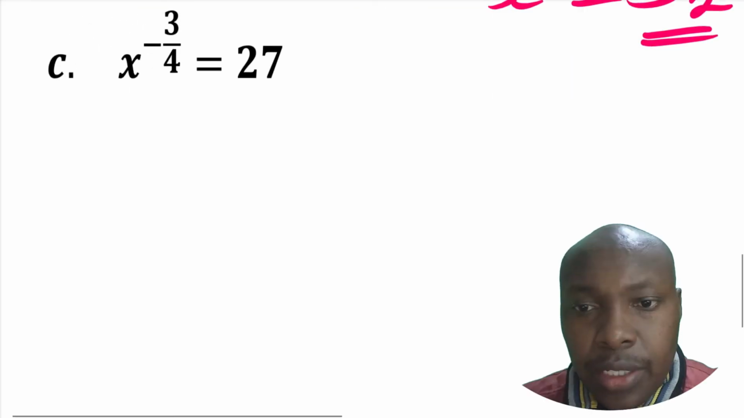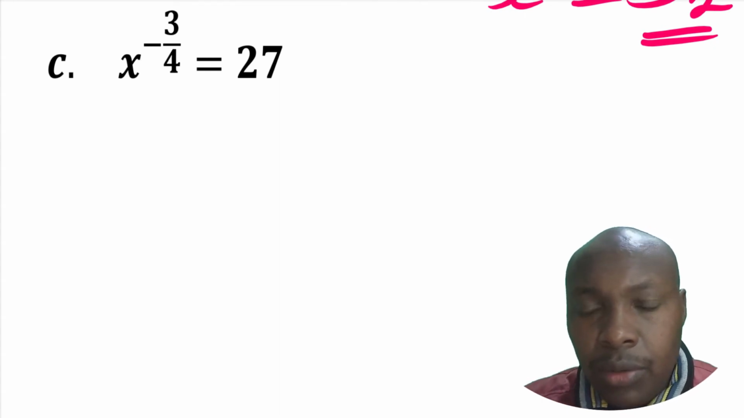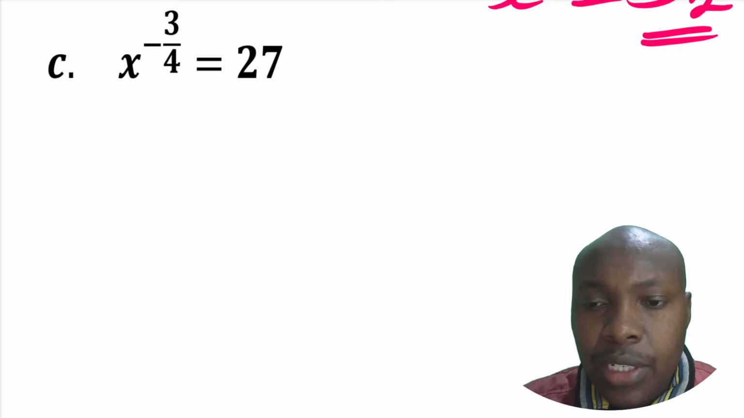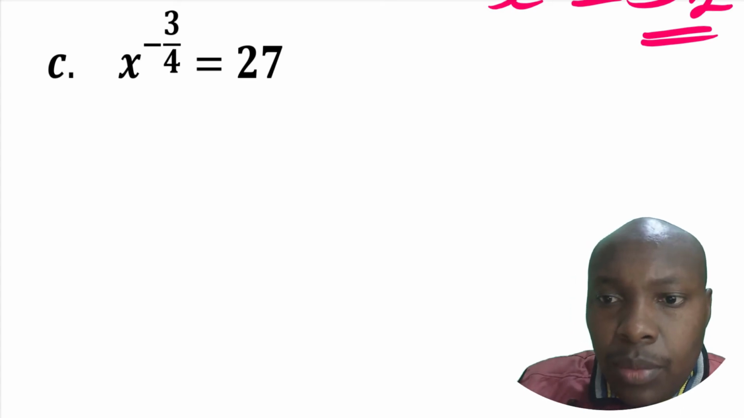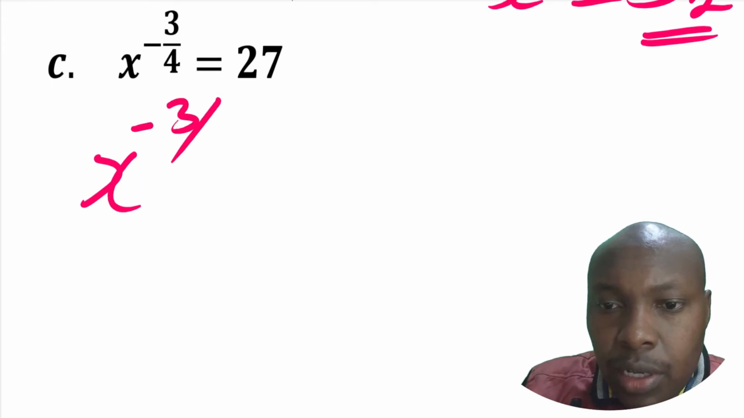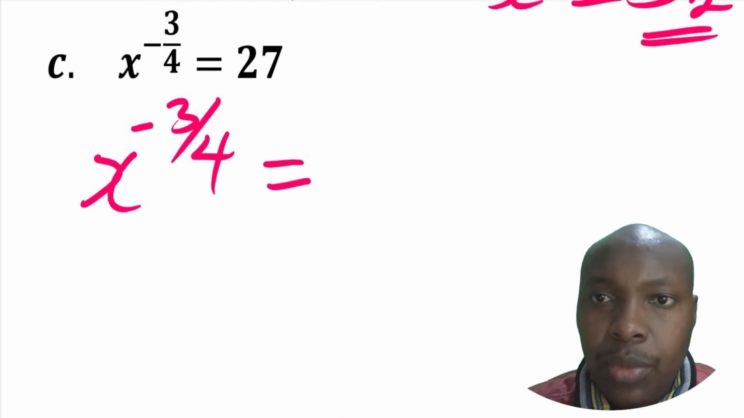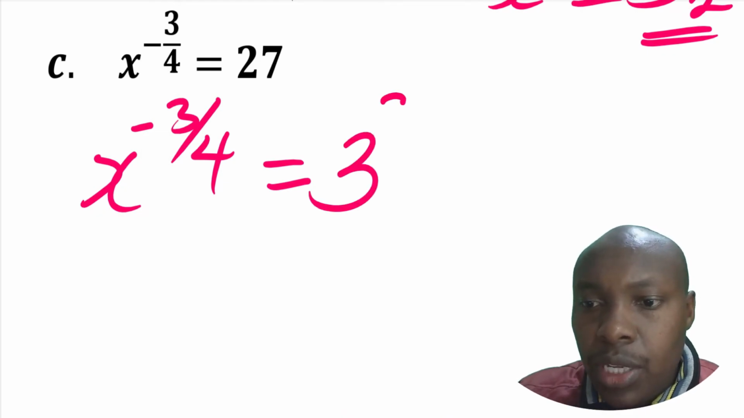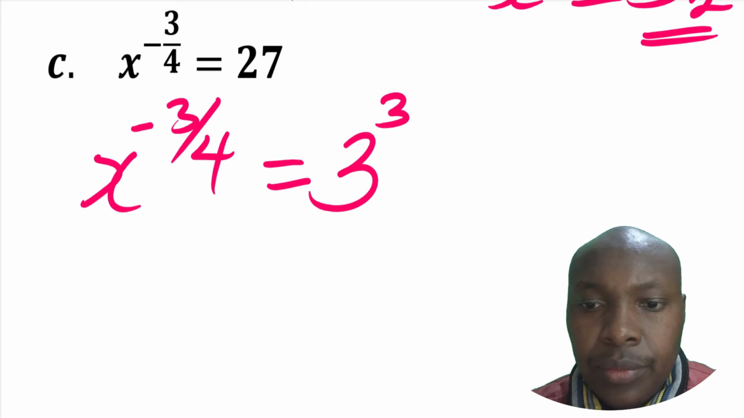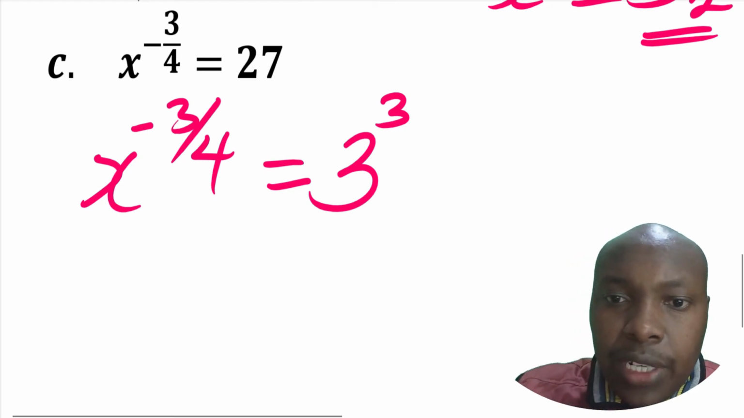Part C. Solve for x in this equation. In solving this equation, the first thing will be to express 27 in index form. The equation is x raised to power negative 3 over 4 is equal to 27, and 27 written in index form would give 3 raised to power 3. Now the next thing we're going to do in order to solve this question easily, we need to make the power of x on the left hand side.